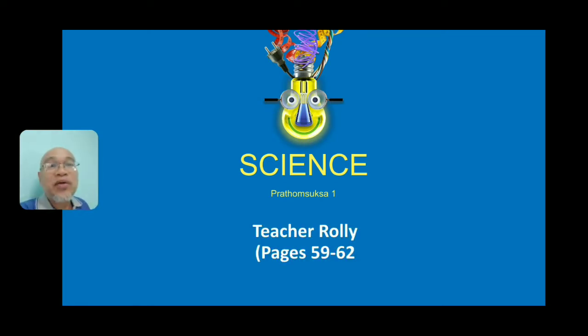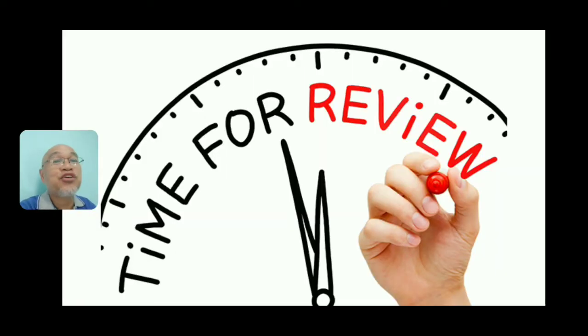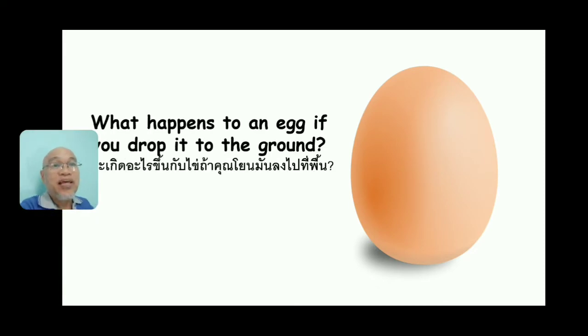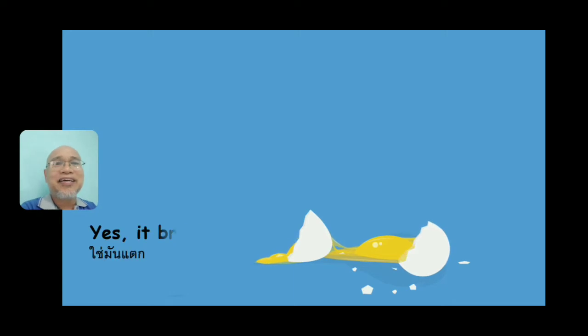This is Teacher Rolly. We'll be talking about pages 59 to 63 of your book, but we will review first. Last time we talked about eggs, right? What happens to the egg when it's dropped to the ground? Of course, it's broken, right?